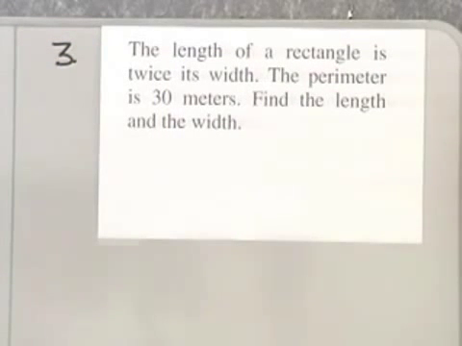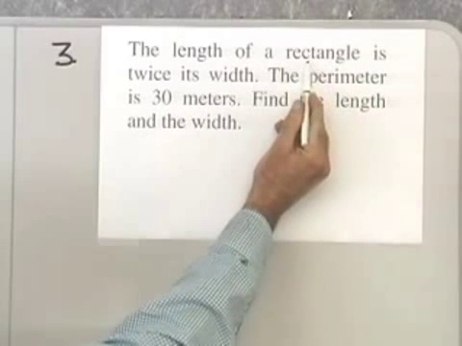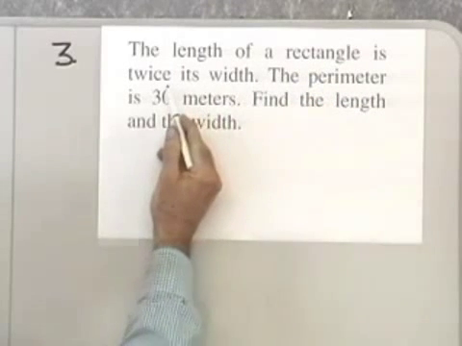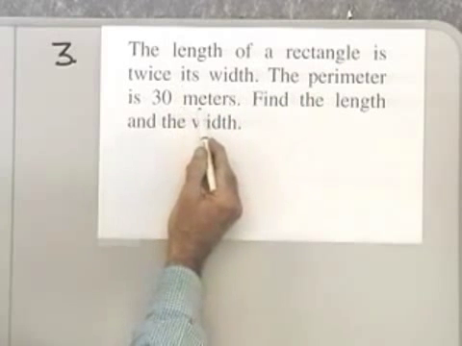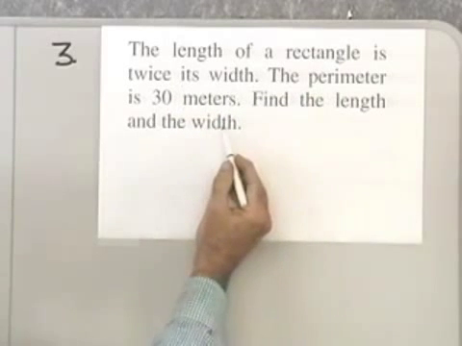The length of a rectangle is twice its width. The perimeter is 30 meters. Find the length and the width. Well, what I know when I read this, what's known and unknown, is that I have a rectangle. Its length is twice its width, and its perimeter is 30 meters. What I want to find, the things I don't know, are the length and the width.